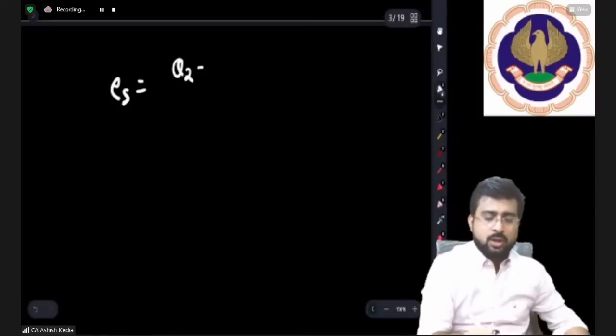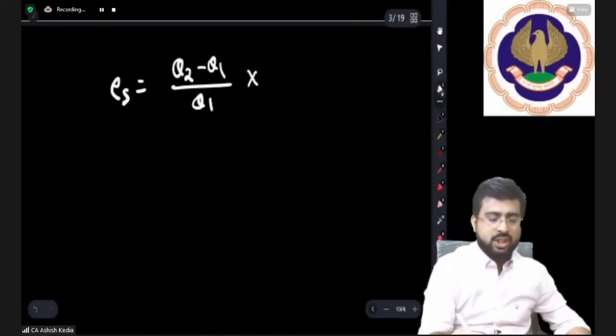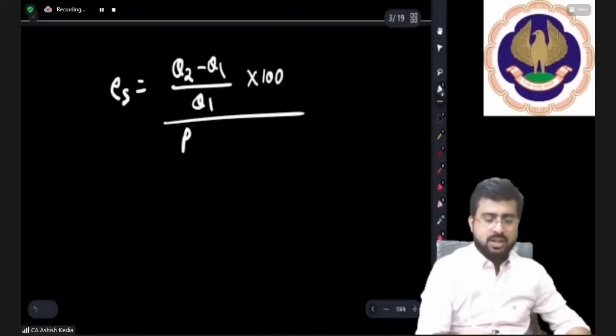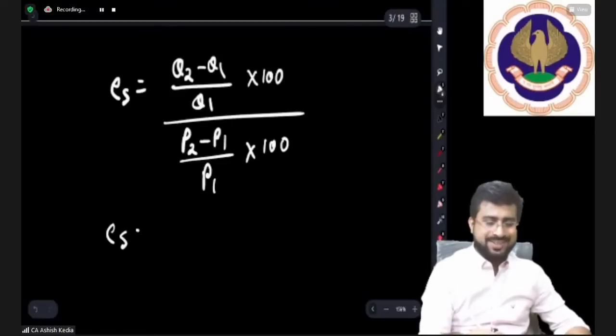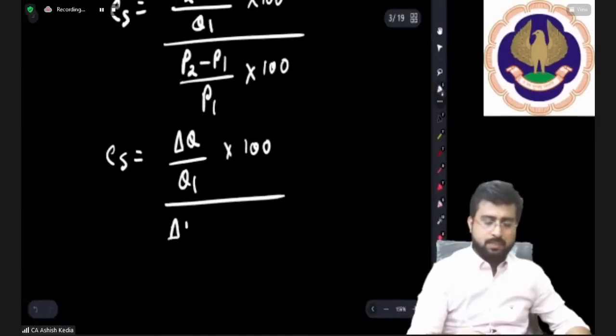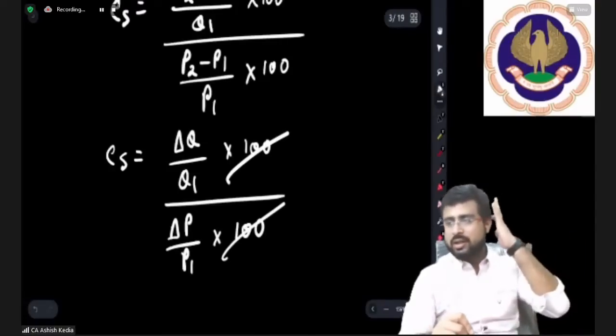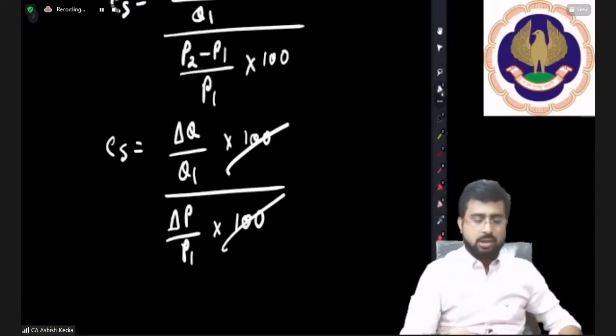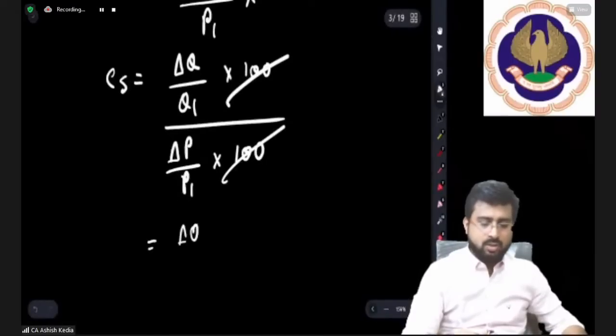How did we do it? Change in quantity by original quantity into 100, by change in price by original price into 100. I can write Q2 minus Q1 as delta Q. So that is delta Q by Q1 into 100, by delta P, the change in price, by P1 into 100. The 100s are gone. Now pay attention, everybody: change in quantity by original quantity into original price by change in price.